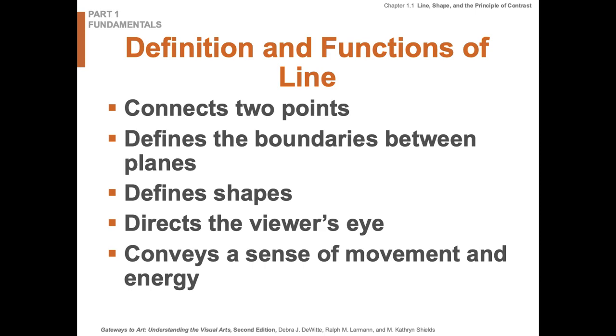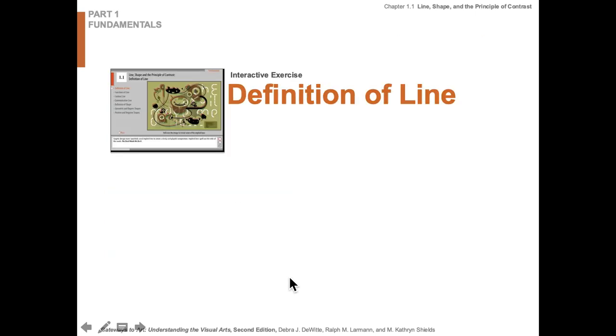Defines shapes, directs the viewer's eye. That's really important in art history and in looking at artworks. There's a lot of arrows, but that's not what we mean exactly. Sometimes literally arrows occur, but diagonal lines will point your eye in certain directions that the artist wants you to see. It also defines shapes and it conveys a sense of movement and energy.